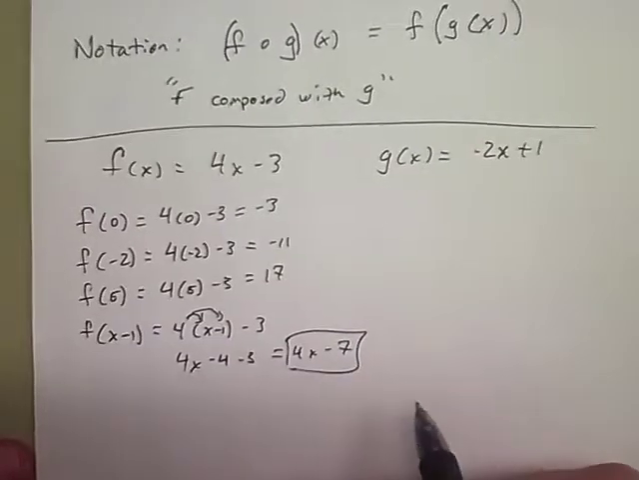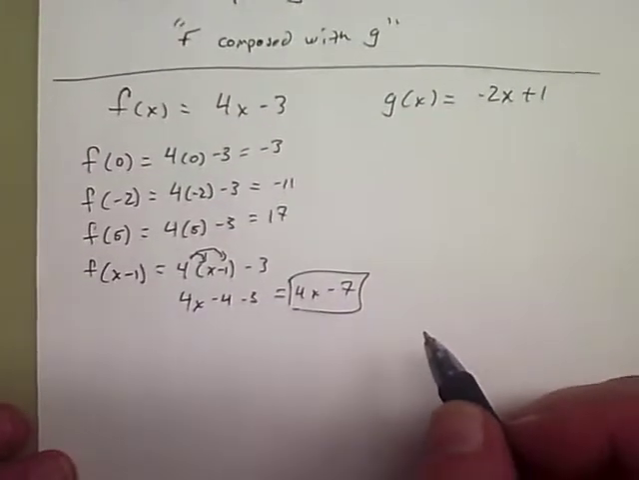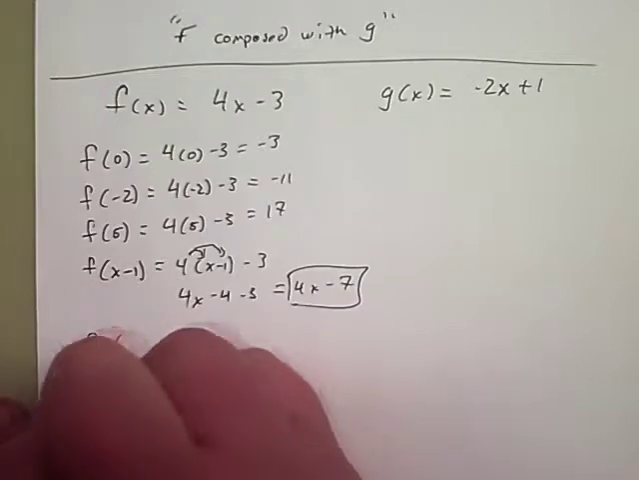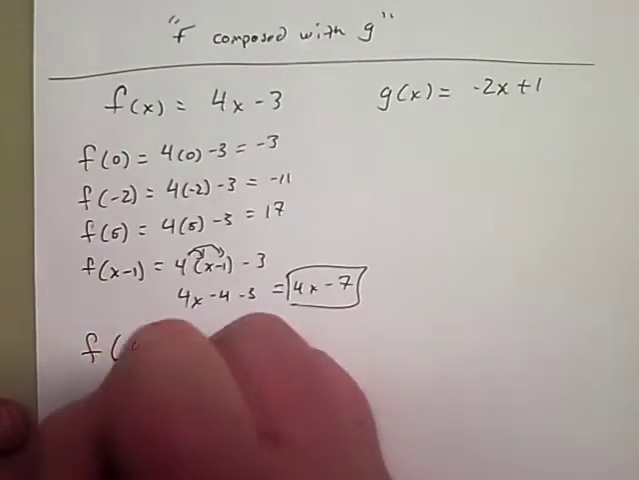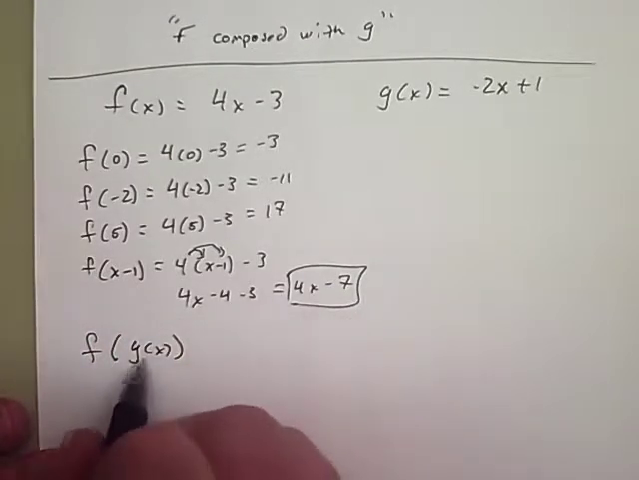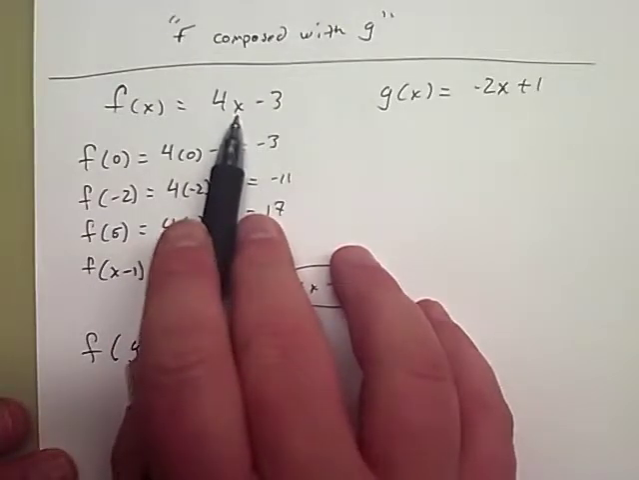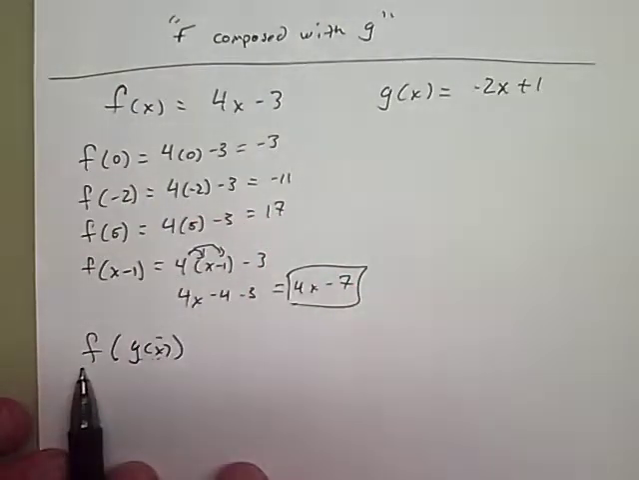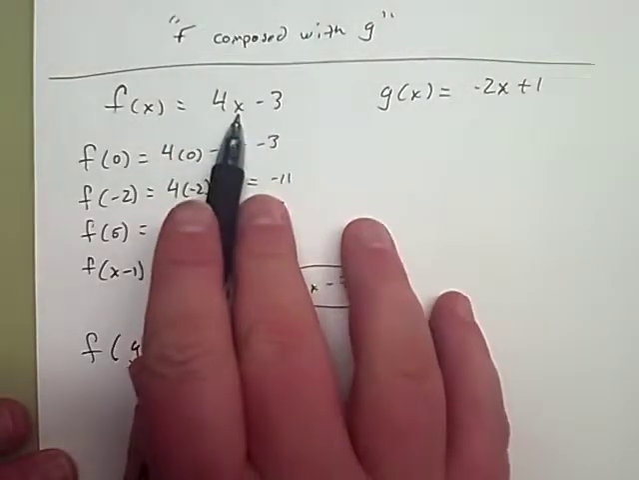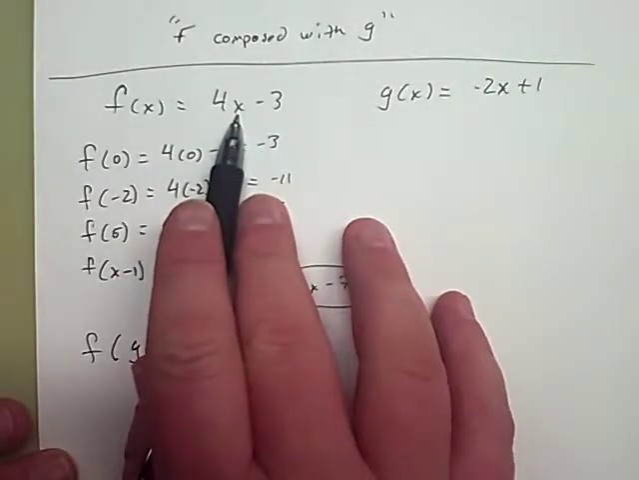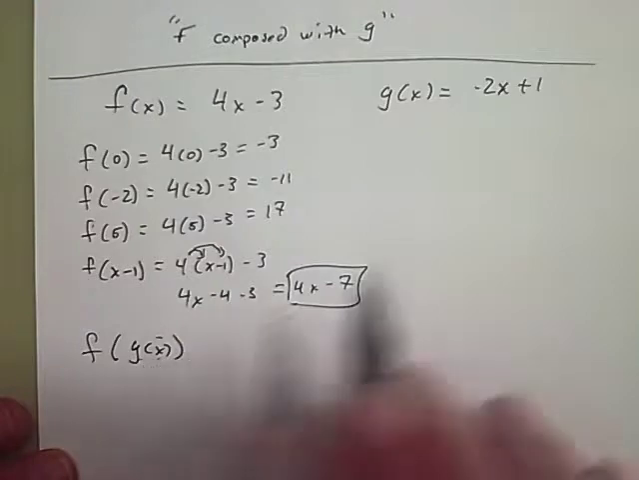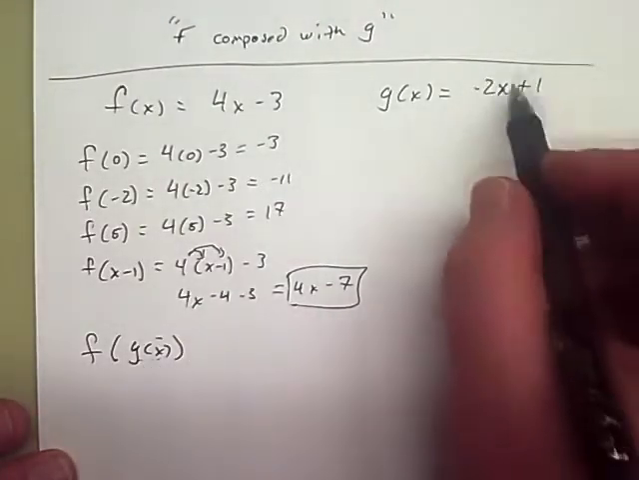Right? But now, let's see what happens if I write something like f of g of x. I'm going to replace this x, because it's the f function, with g of x. Well, g of x is negative 2x plus 1.